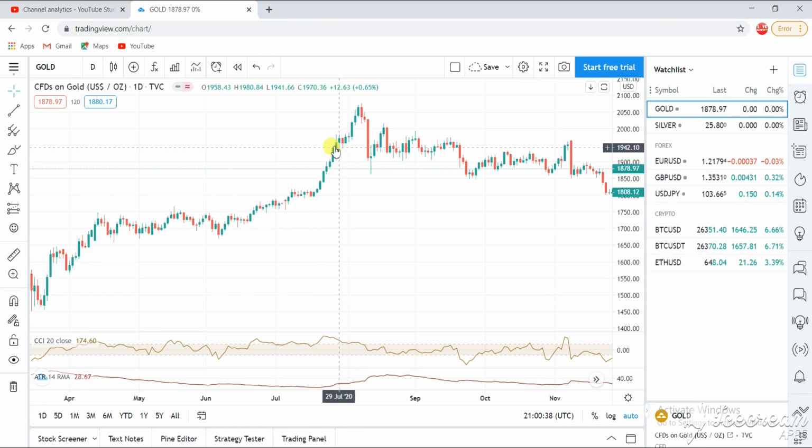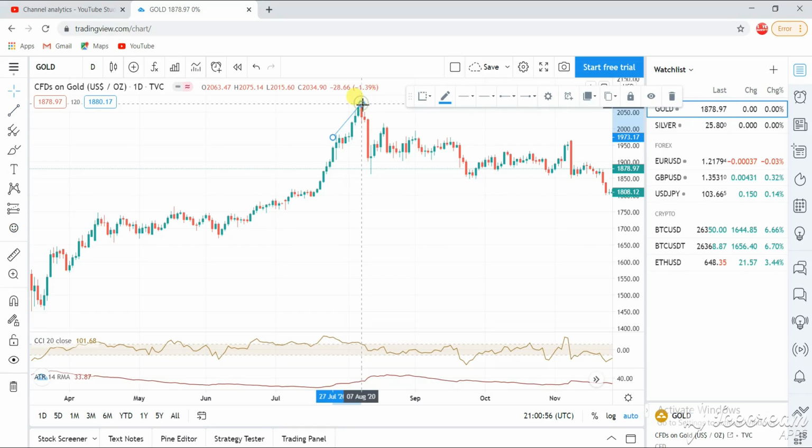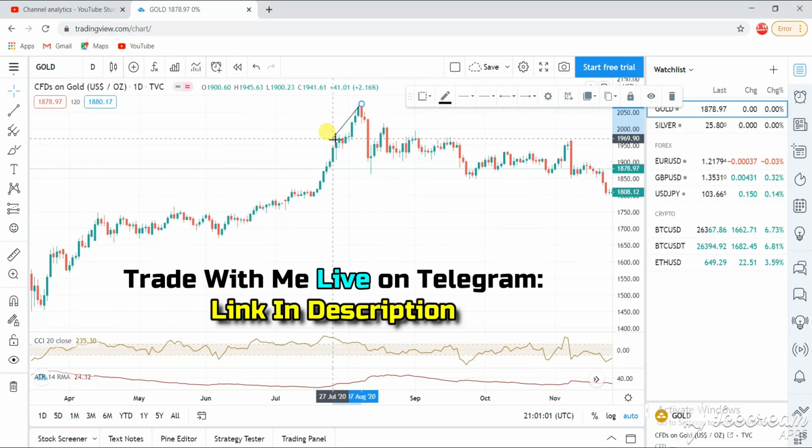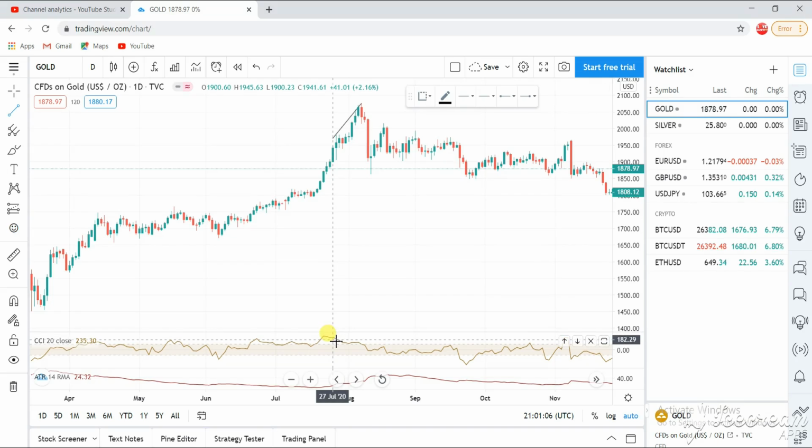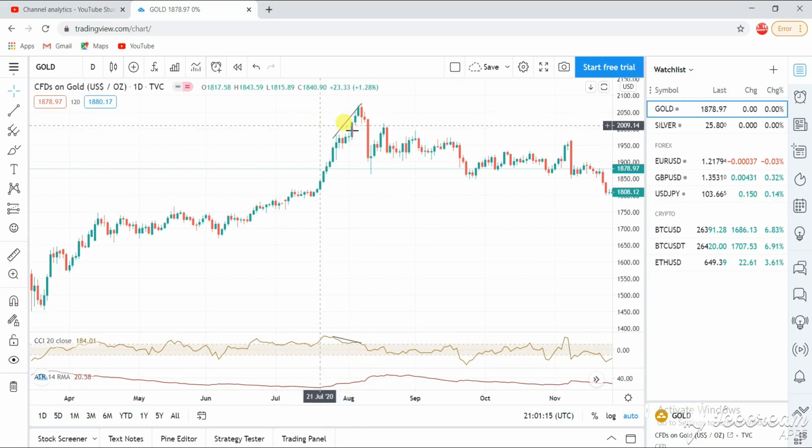Alright guys, real quick, let me show you a selling trade. So at this point I can see that the CCI is diverging. You can see these highs and this low of the CCI, and let's draw that out. Let me change the color to black. So you can see these highs and these points, from here to here, and you can see that the CCI and the price are divergent.